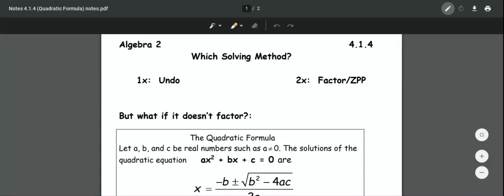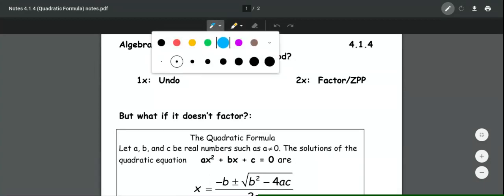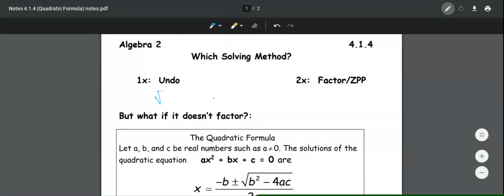All right, so we are going to talk about which solving method to use. If there is one x value, so if you only see one x in there, you are going to undo it, which means, remember, we are going to square root. When we have two x's, so there's like an x squared and an x, we are going to factor and use the zero product property to find it, which we use the box and diamond.